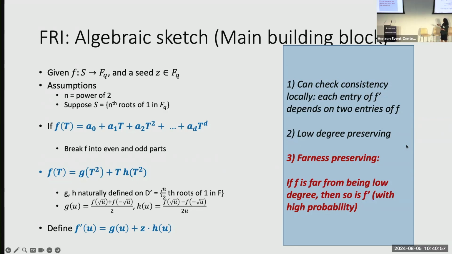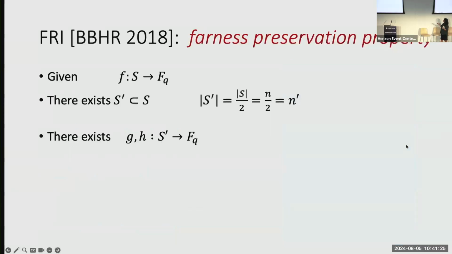But what is non-trivial is the farness preserving property. Is it true that f is far from low degree if and only if g and h are far from low degree? This is a little bit less clear, and this again I'm going to be talking about. But this is a crucial component in the analysis of the soundness of FRI, and it shows up in a variety of different scenarios, not just in FRI. This phenomenon arises.